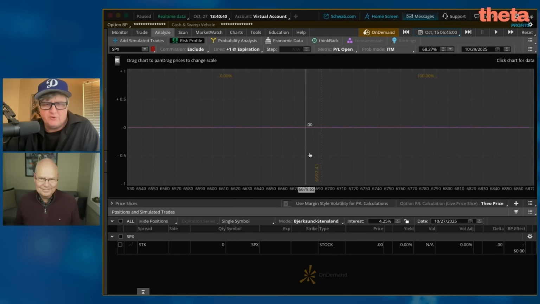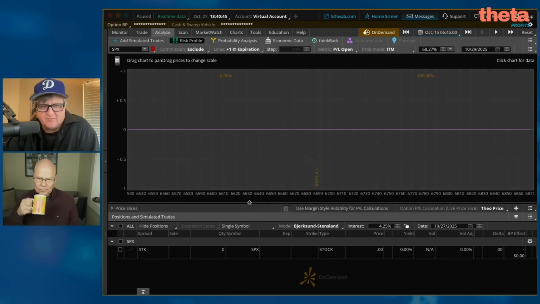So let me just go through a couple of quick examples of how I flip or get these things to levitate above the zero line. So here's the risk graph. You can see the price of the SPX is down here and the profit and loss is here.